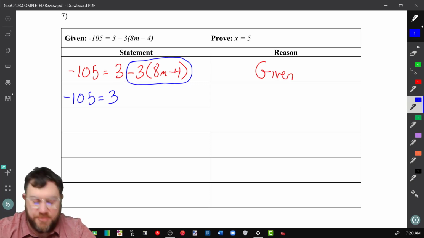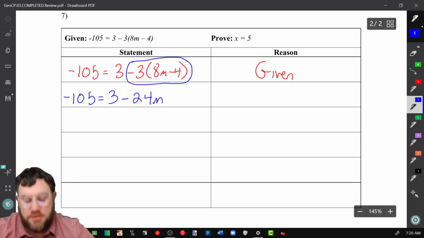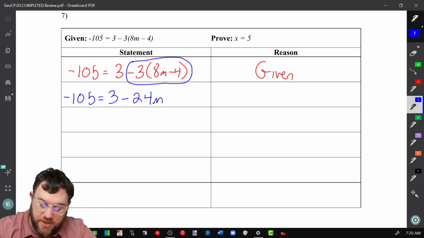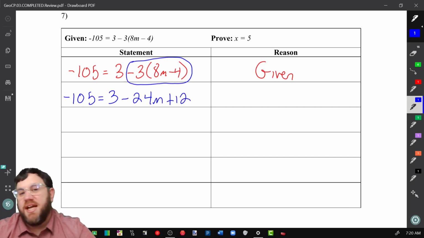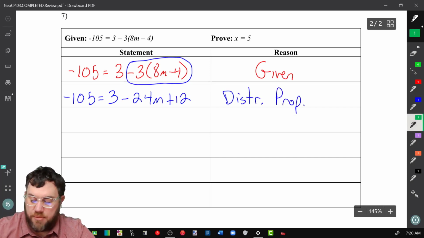Negative 3 times 8m is negative 24m. Negative 3 times negative 4 is positive 12, so that's plus 12. And what did I do just then? Okay, when we spread out that negative 3, we distributed it. So this is the distributive property.